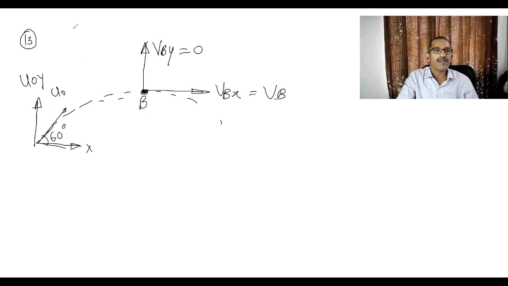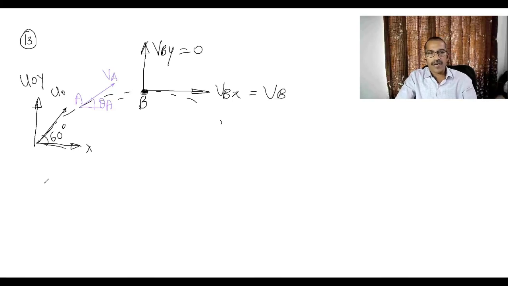But in this case, next important is what? At any point, suppose this is a point. This is one location where its inclination is given as theta A, and this is VA.